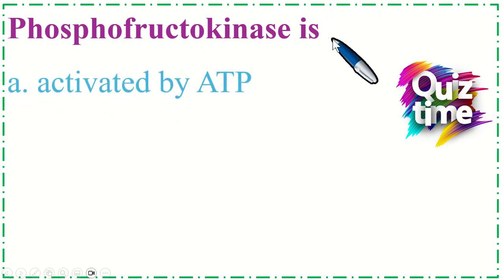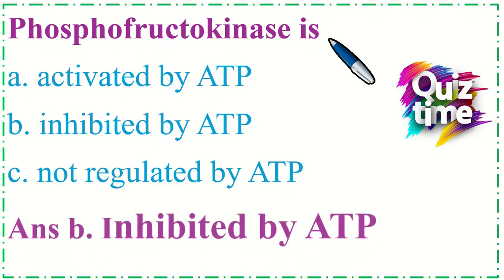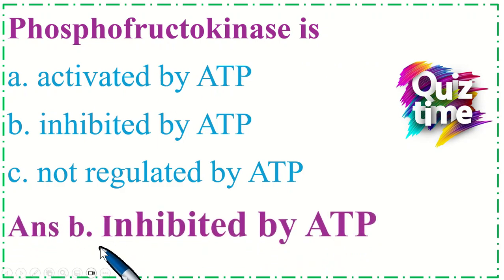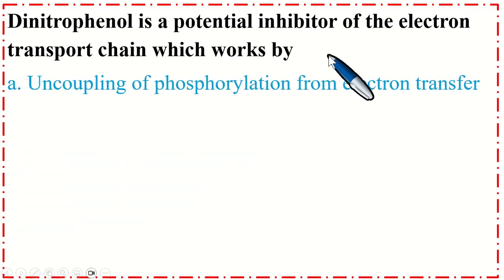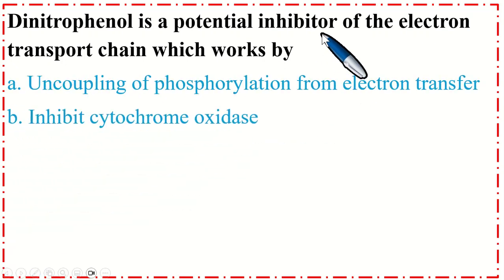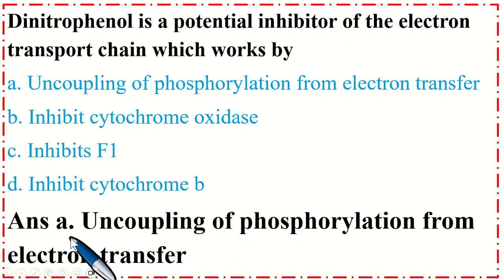Phosphofructokinase is... Correct answer is B. Inhibited by ATP. Dinitrophenol is a potential inhibitor of the electron transport chain which works by... Correct answer is A. Uncoupling of phosphorylation from electron transfer.